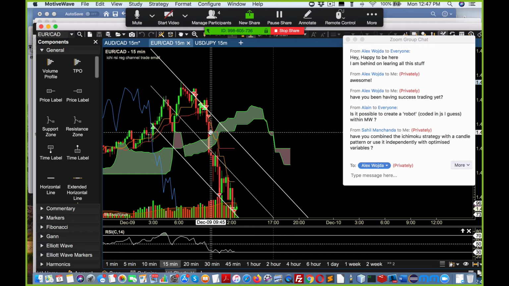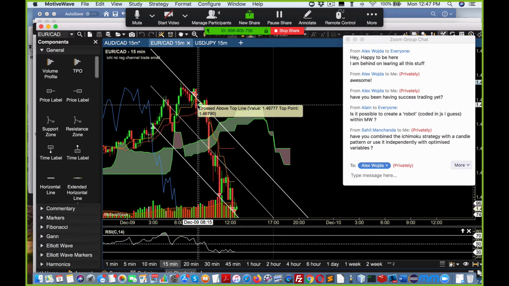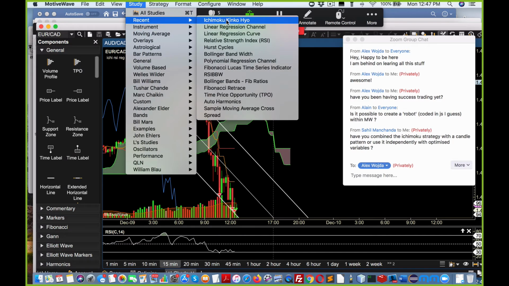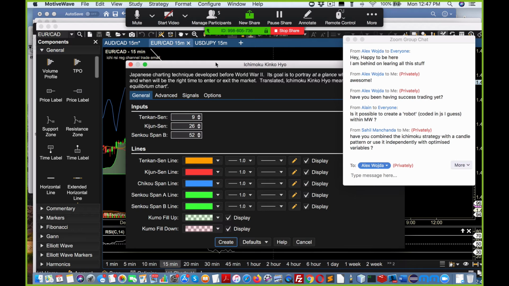It's one of the best strategies out there that I've come across, or studies or indicators within MotiveWave, that seems to work really well on its own. I've shown that before on the details of it. It's really good, actually. Really coded up, and you can get the source code for it as well.